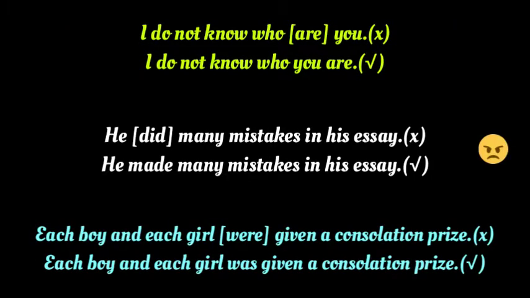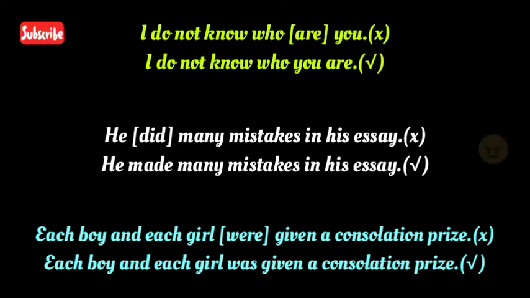The first sentence on your screen, "I do not know who are you," is incorrect. Why? Because this is not an interrogative sentence. Still, the verb "are" has come before the subject "you" in the second clause. The auxiliary verb or the main verb comes before the subject only in an interrogative sentence. However, this is not an interrogative sentence, so the verb "are" should be placed after the subject "you." And the correction is, "I do not know who you are."